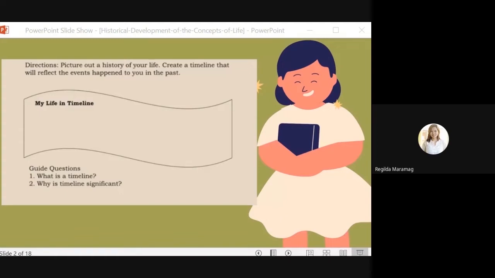Another answer. Martin. Ma'am, this will help us understand the past and create a better future po. Correct. Very good. To understand the past and create a better future. What else? Mark John. For example, your birthday, it helps to celebrate the important events in your life, ma'am. All right. Very good. Okay. That can be also.